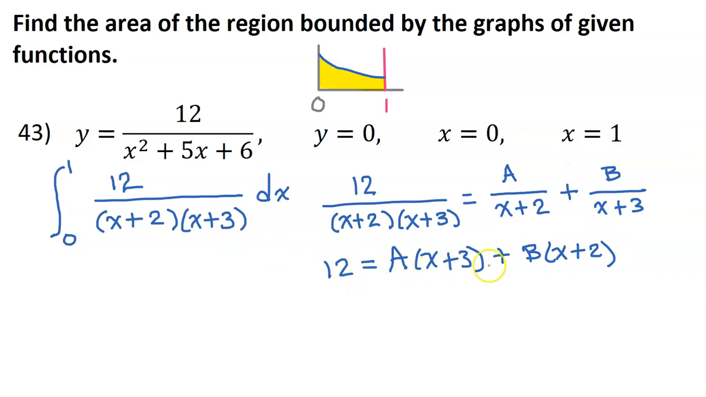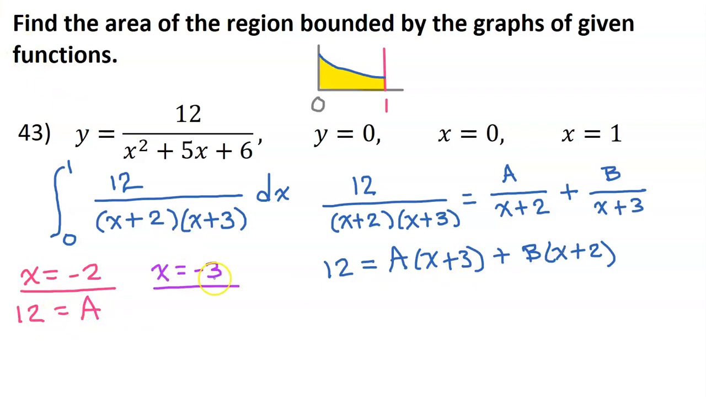We can find a or b by plugging in a value of x that will make one term disappear. For example, if we plug in -2 right here, we get a 0, which will make this term go away. So let's start by letting x equal -2 and see what happens. On the left side, we still have 12, but then we have a times -2 plus 3. That's 1, so that means 12 is equal to a.